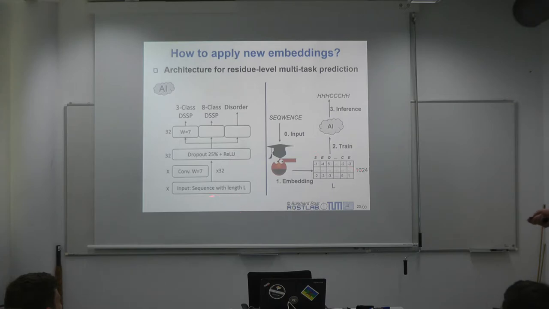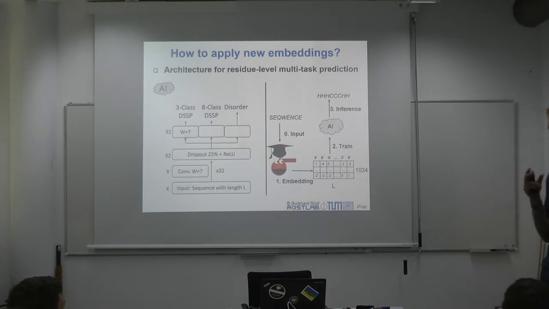So here the input is a sequence of length L, and in our case, these X feature channels are now 1024, like depicted here on the right. And then we trained 32 of these convolutional kernels. So this is exactly the point where you said we might want to extract different features given different input combinations. So we trained 32 of these kernels, with a window size of 7.